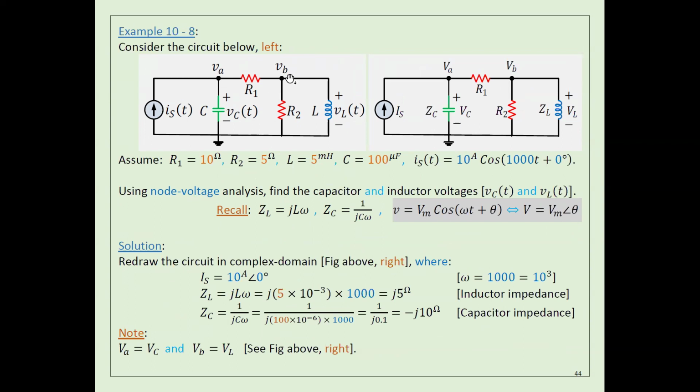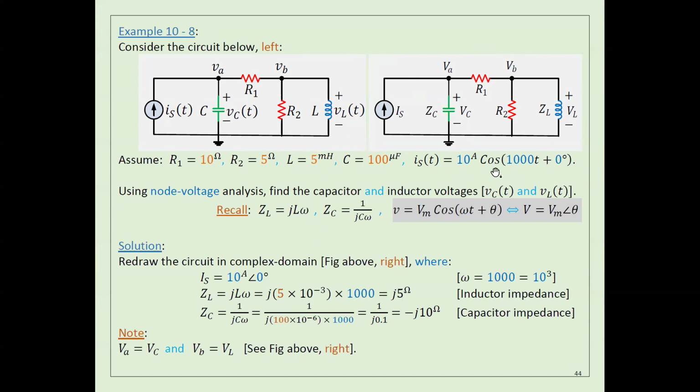This is how node voltage works. I need to make equations to find VA and VB. So I have two unknowns here, VA and VB. But for sure, if you have the circuit in the time domain, you have to convert it to the complex domain. This is the first thing you have to do.